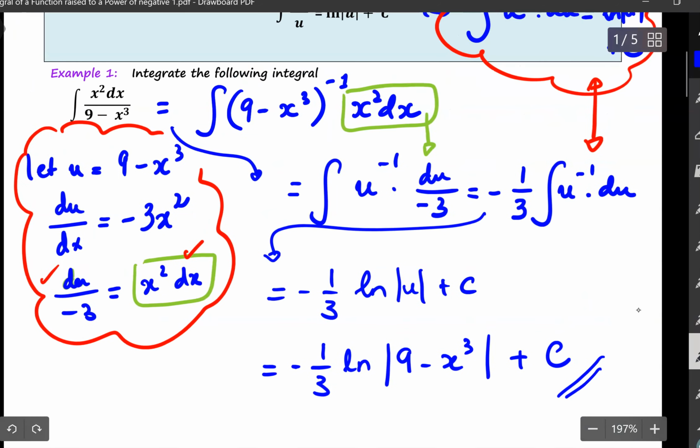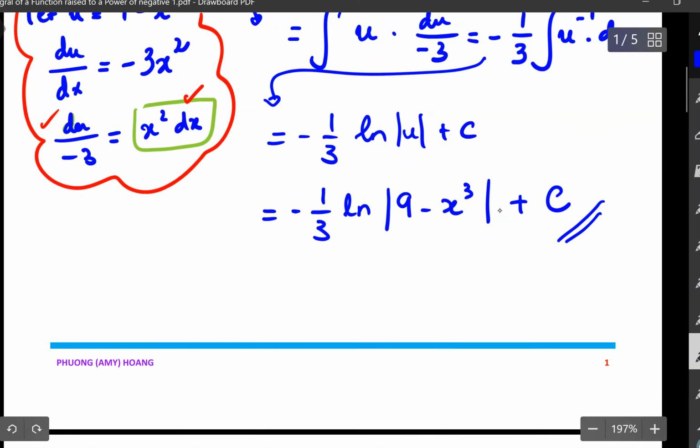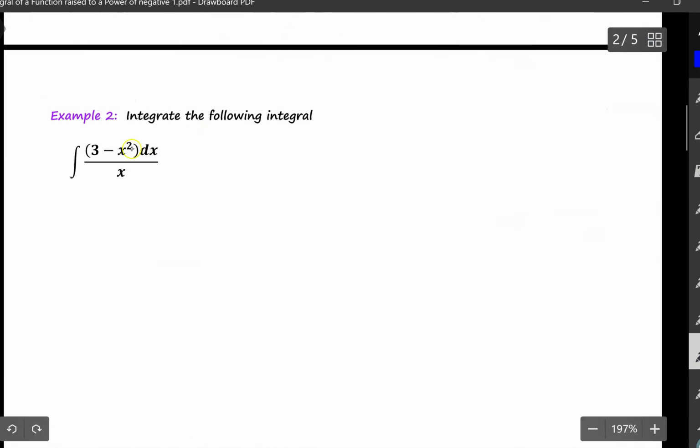Okay, so this one, you see, you have x squared divided by a binomial. So what you do in this case is you bring this entire denominator up with exponent minus 1, and then you apply this formula, u to the exponent minus 1. And what you have here, you actually have x squared times (3 minus x squared) to the exponent minus 1.